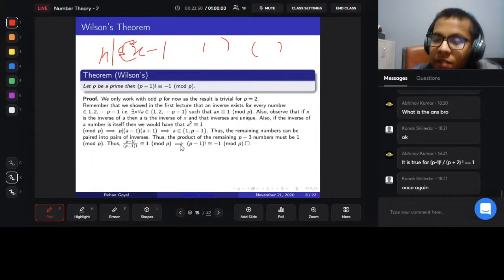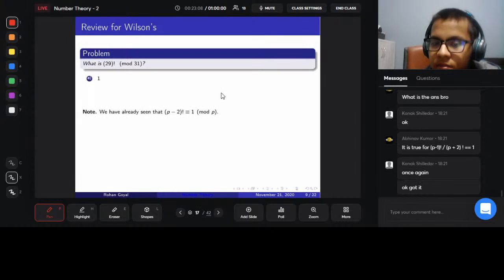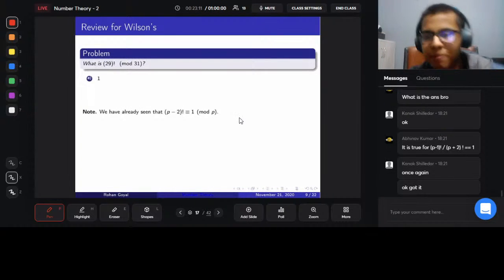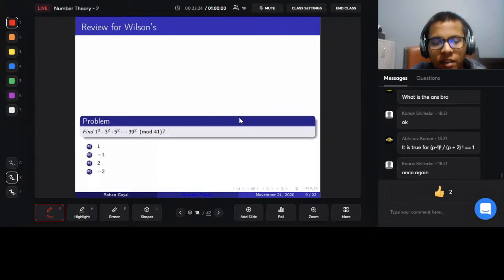So when you place p equal 31, because 31 is a prime, remember, 29! is congruent to 1 mod 31. 29! is congruent to 1 mod 31. So we get the answer as A. Okay, give me a thumbs up if you all got it. Okay, great. So moving on, try this problem. This might be slightly harder, but I think you should try it.